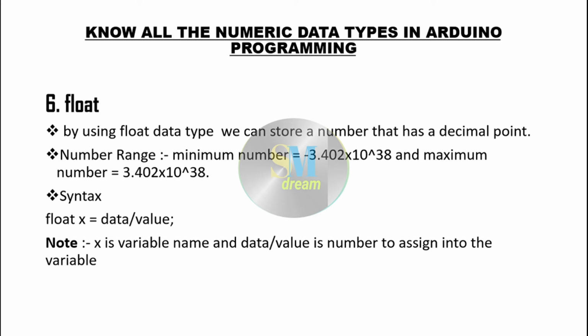So the syntax is very simple. float, then variable name equal to data or the value. So this is the example you can see. Let's move on to the next one.